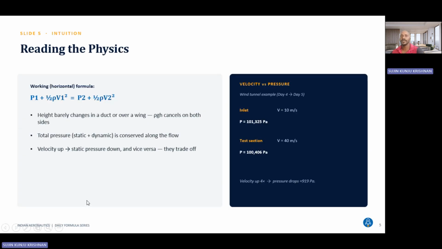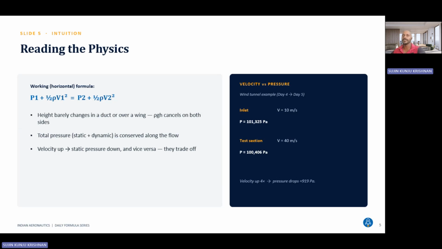Here is a simplification that makes this practical. For air flowing through a horizontal duct or over a wing, where the height change is tiny, the rho gh terms are essentially equal on both sides and cancel out completely. That leaves us with P1 plus 1/2 rho V1 squared equals P2 plus 1/2 rho V2 squared. This is the version you will use in almost every problem in this series.